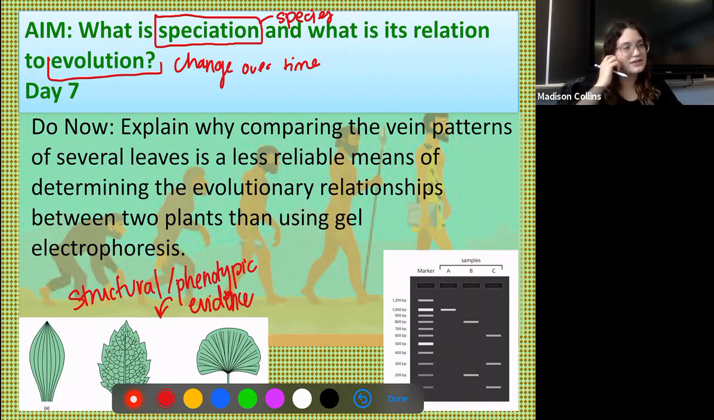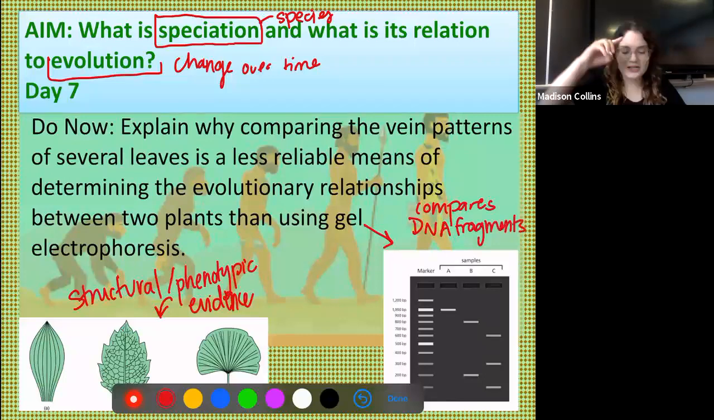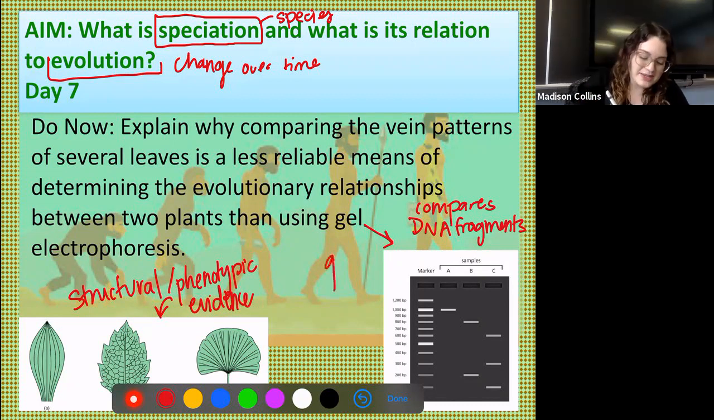Now, you might notice that I have said the word DNA a few times. So now let's look at this example of gel electrophoresis. What does gel electrophoresis do? Well, it compares DNA fragments based on size. Now, if we're looking at the DNA of an organism, what type of evidence is that going to be? Well, that's going to be an example of genetic, or you could have even said molecular evidence.